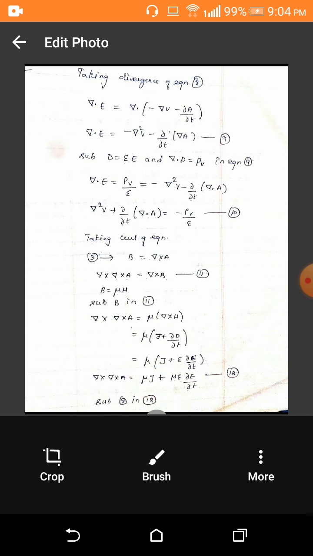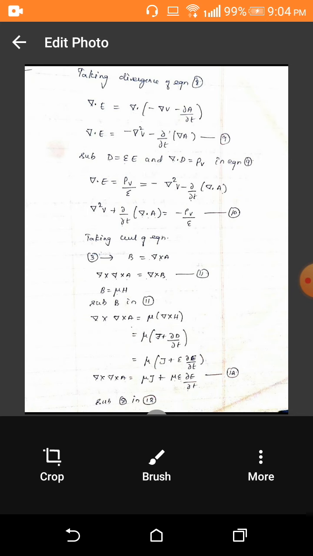Next, we are going to take the curl of the equation. Which equation? The one we defined for magnetic field, B is equal to del cross A. Taking the curl of this equation, this becomes del cross B. Now we substitute B is equal to mu into H. Substituting the value of B in the previous expression, it becomes del cross del cross A is equal to mu J plus mu epsilon dou E by dou t. This will be your 12th equation.